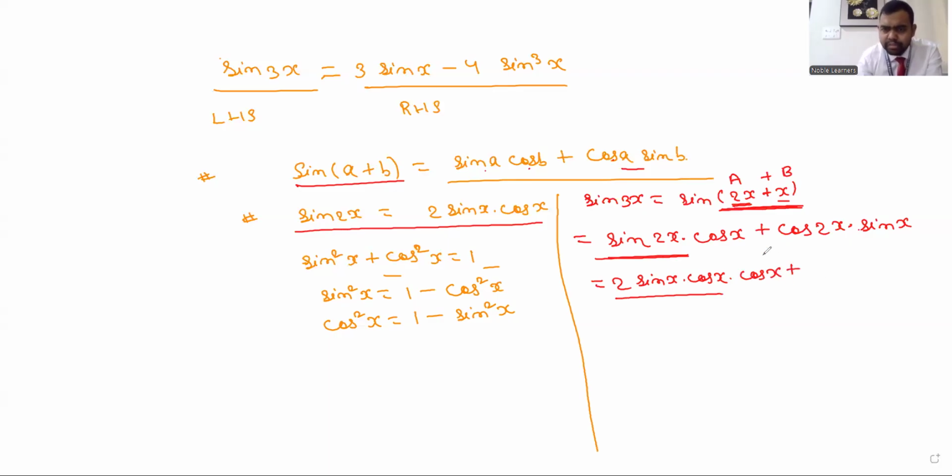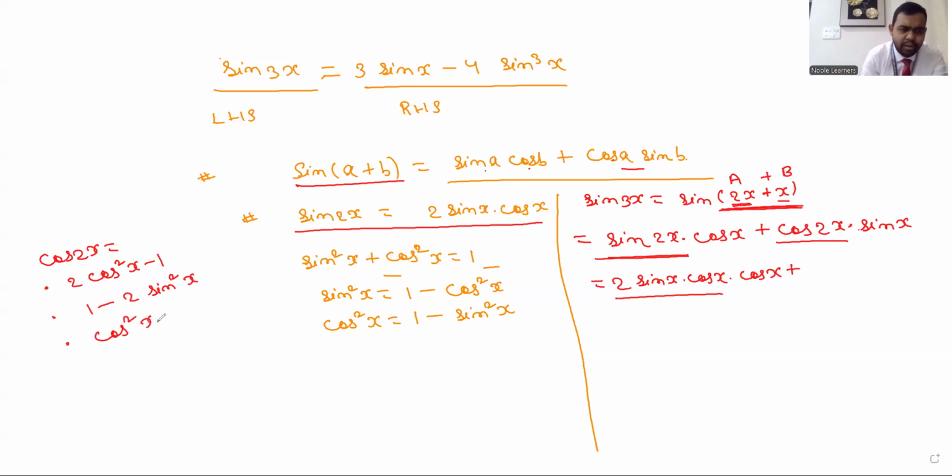And there is one more double angle formula, of cosine 2x. Now let's understand, there are three formulas which belong to cosine 2x. Cosine 2x is 2 cosine square x minus 1. This is one of the formulas. Another formula is 1 minus 2 sine square x. And there is one more formula, the basic formula, cosine square x minus sine square x. So these are the three formulas.